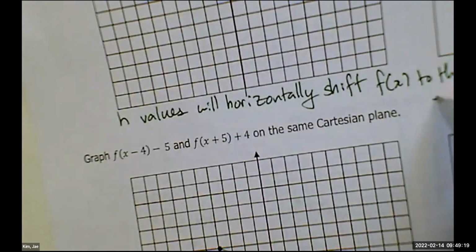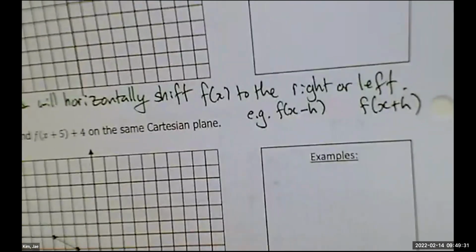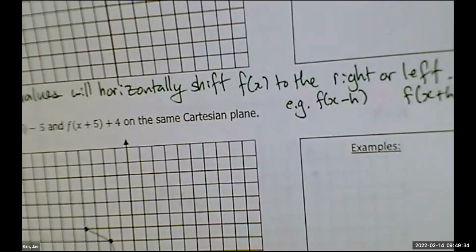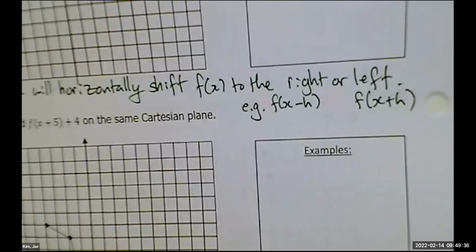Okay, so as an example, if it's to the right, it will be f of x minus h. Sorry, if it's to the right, it will be minus h. If it's to the left, it will look like a plus h. Sorry, like that. Let's put some examples down.